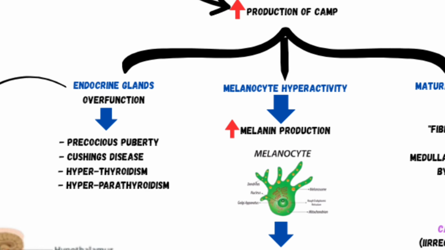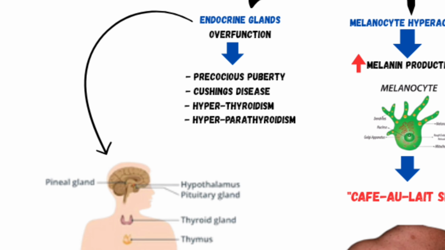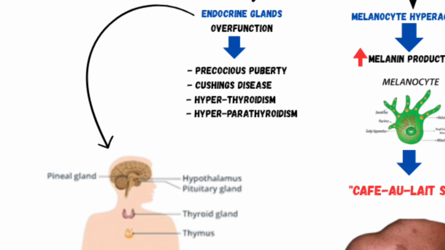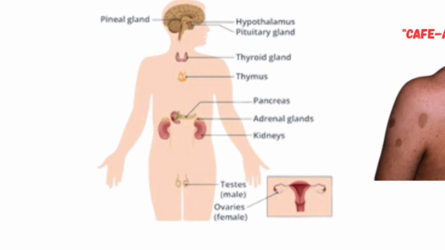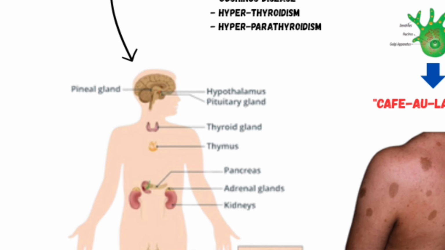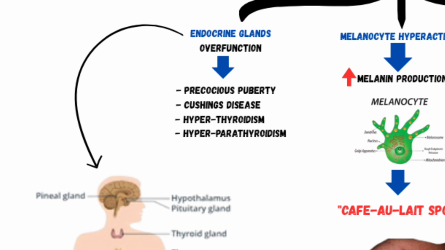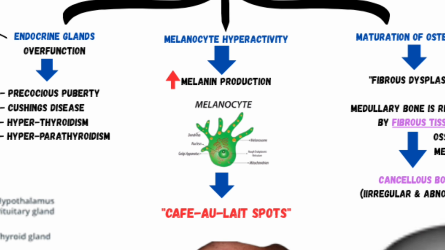First is the endocrine glands, whose overactivity leads to precocious puberty if the ovaries are affected, hyperthyroidism as the thyroid glands are affected, hyperparathyroidism as the parathyroid glands are affected, Cushing's disease as the adrenal glands are affected. There is also growth hormone and cortisol overproduction. This affects various metabolic processes.